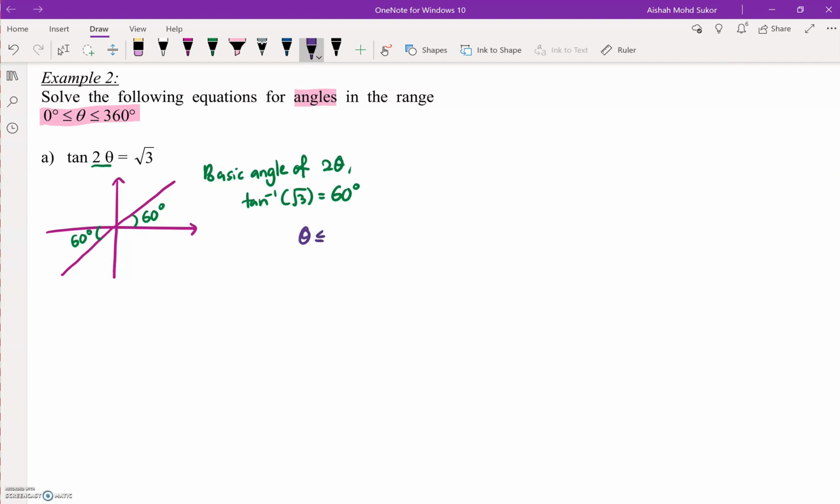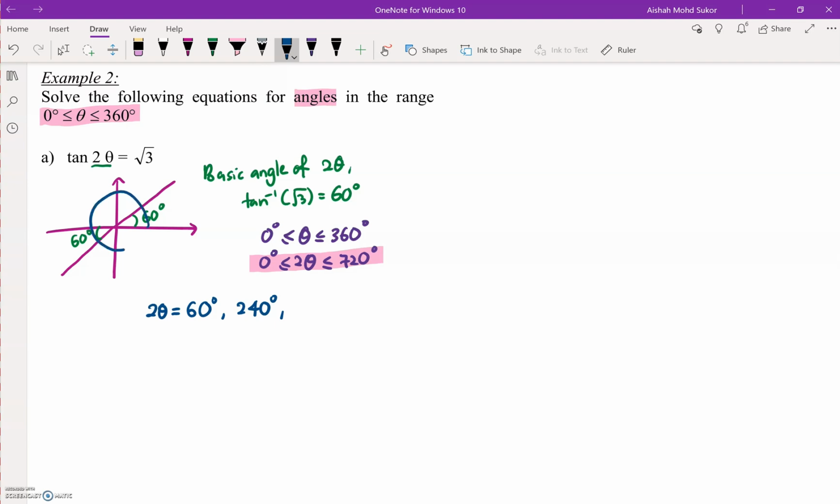So we have theta from 0 to 360 degrees. Therefore, 2 theta will be from 0 to 720 degrees. So 2 theta is equal to, in the first quadrant, 60 degrees. For the third quadrant, it will be 180 degrees plus 60 degrees, which is equal to 240 degrees. By looking at the range, we can have our angle up to 720 degrees. So we can add another cycle.